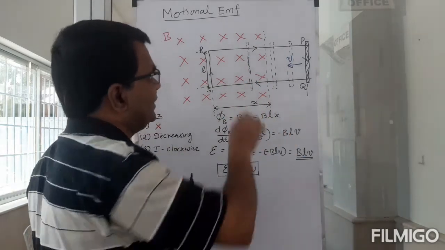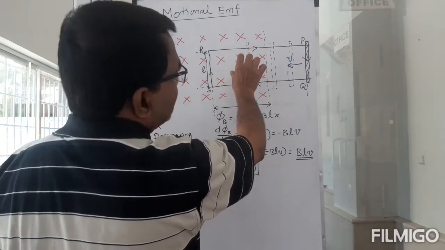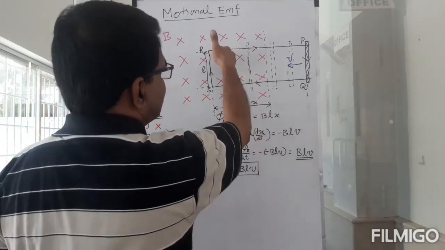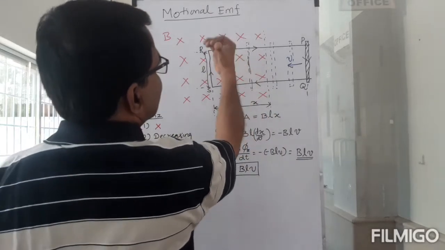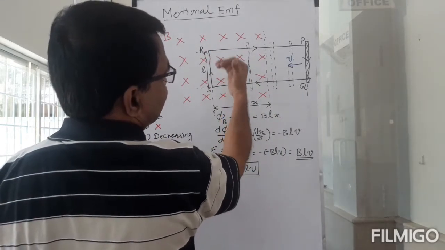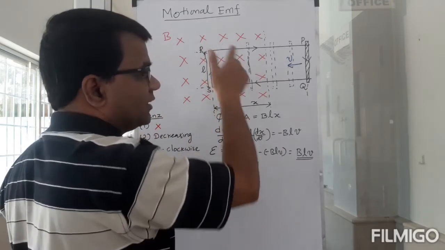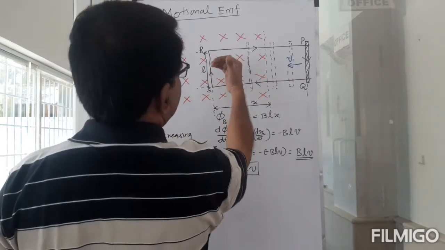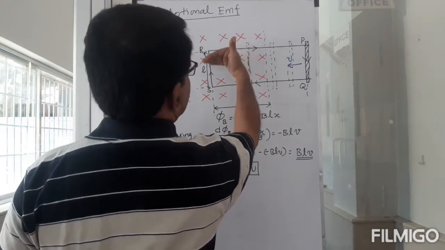So in that case, the current must put the field lines in the opposite direction, because these field lines are going into the board. Because there is an increment, you have to reduce it, you have to decrease it. So the current field lines will be in this direction, so the current will be in this direction.